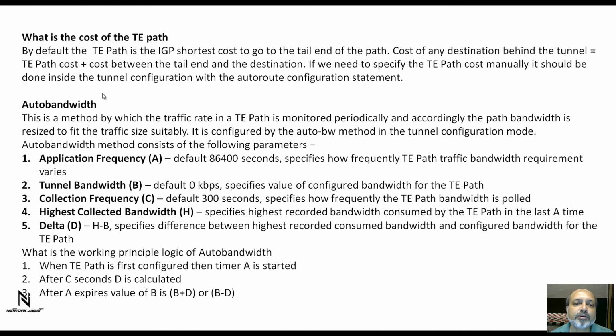We have already come across this autoroute statement beforehand, when we need our IGP to advertise the tunnel interfaces into their routing tables. So here once again we are coming across that autoroute statement. Now what about the TE path cost? The TE path cost is the IGP shortest cost to go to the tail end of the path, obviously, right?